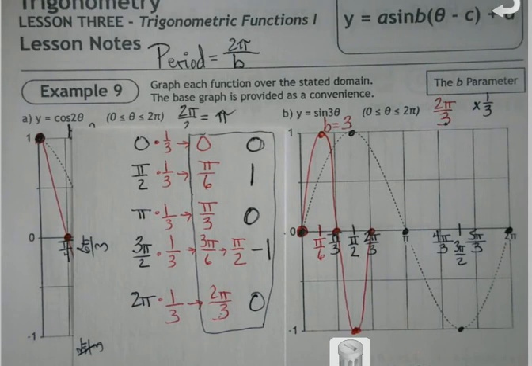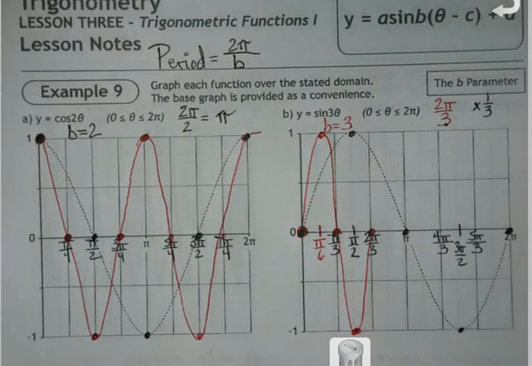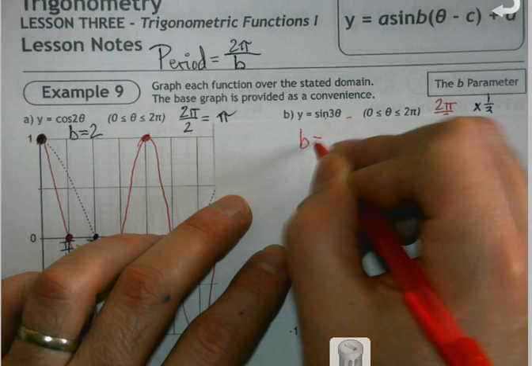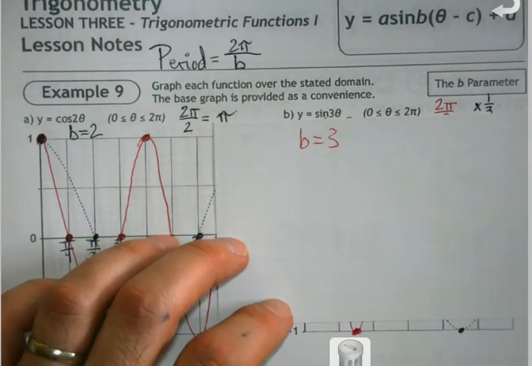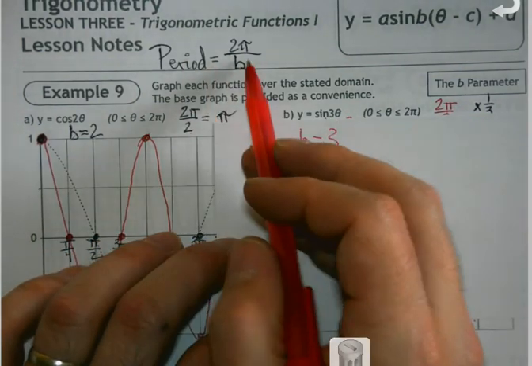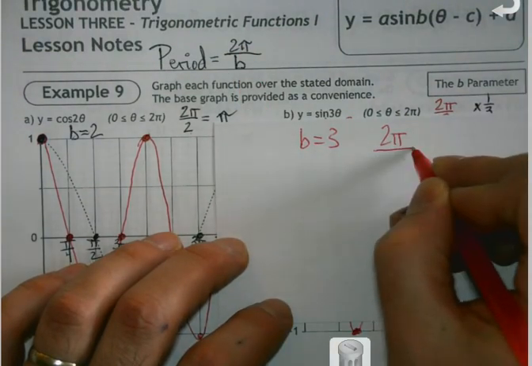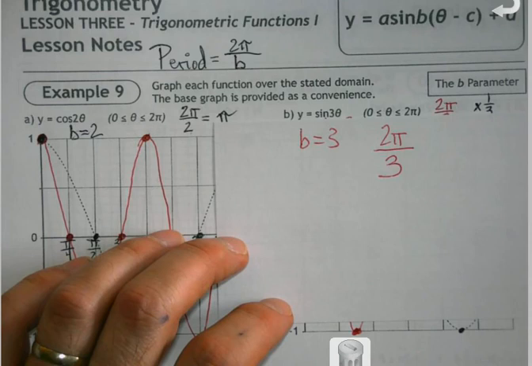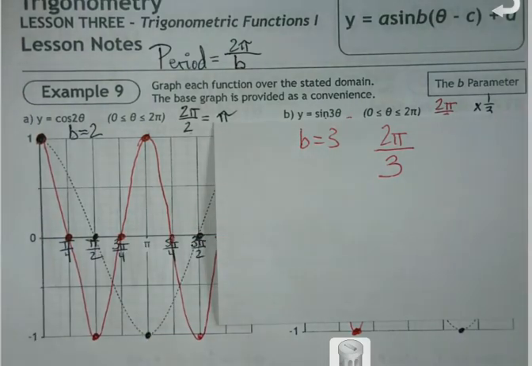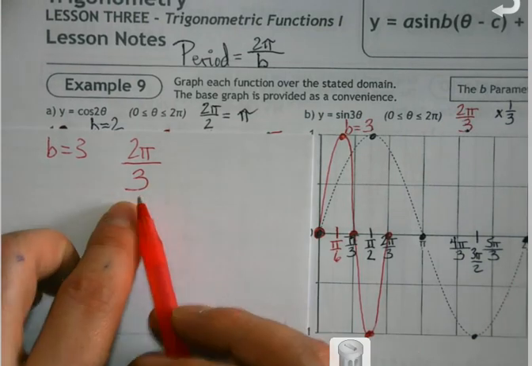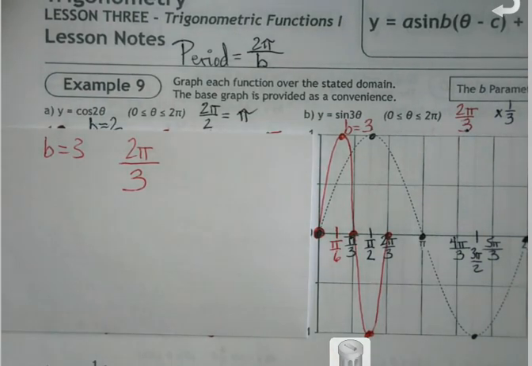Can you explain how you did the 1/3 again? Sure. Whenever I see what this b value is, whatever this number is in front of theta, what I have to do, according to my little formula here, is take my 2 pi and divide it by whatever that b value is. Normally, my graph goes all the way across to 2 pi. But now I'm cutting that into 1/3. It's only going to be 1/3 as big.